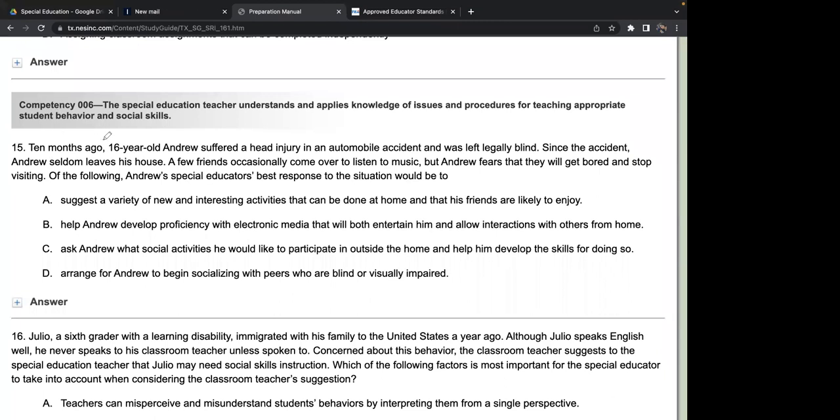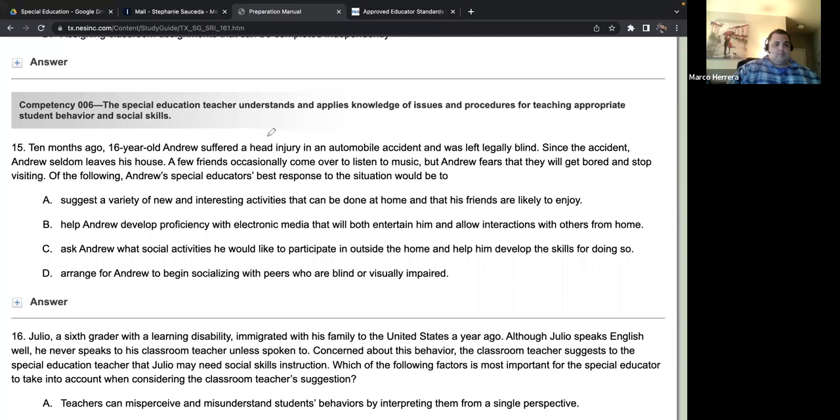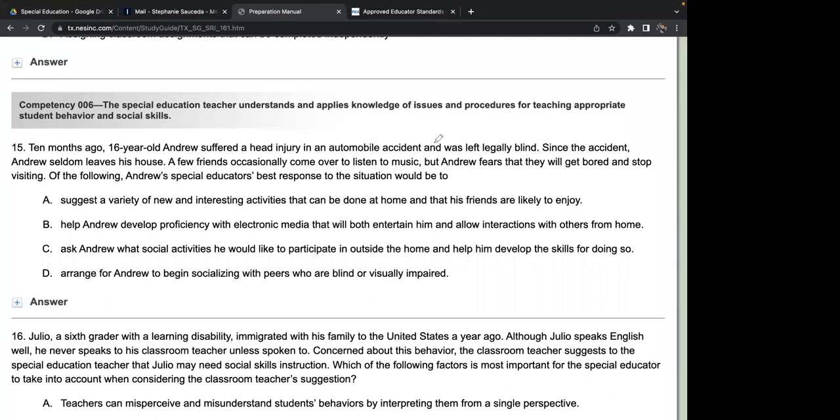So we have: 10 months ago, 16-year-old Andrew suffered a head injury in an automobile accident and was left legally blind. Since the accident, Andrew seldom leaves the house. A few friends occasionally come over to listen to music, but Andrew fears that they will get bored and stop visiting. Of the following, Andrew's special educator's best response, meaning they might have given you more than one okay response, to the situation would be to do one of these things. Now, before we read these answer choices, what things should I highlight as important for us to pay attention to?